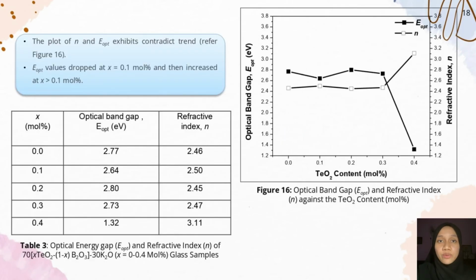From figure 16, we can see that the plots of N4 and the optical bandgap exhibit contradicting trends. The E-opt values dropped at X equals 0.1 mole% and then increased at X larger than 0.1 mole%, showing that the variation of E-opt correlates with the trend of N4.